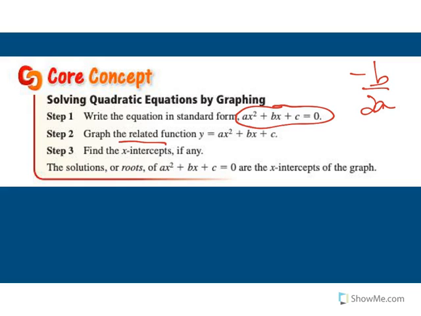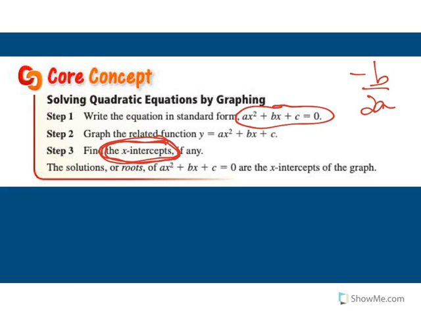And then we're going to find the x-intercepts, okay? Well, remember, we know about y-intercepts. They're the ones where our graph crosses the y-axis. Well, the x-intercepts are where the graph crosses the x-axis, okay?